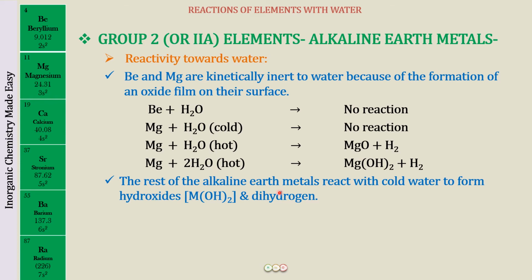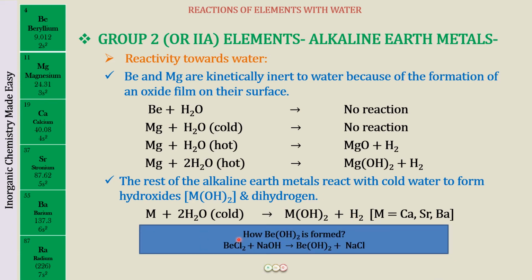The rest of the alkaline earth metals react with cold water, and when they react with cold water, obviously now you know that the product is going to be the alkaline earth metal hydroxide, and along with that hydrogen gas will be evolved. So here we have in general just written M, where M can be calcium, strontium or barium. When they react with cold water, they form the hydroxide and hydrogen gas. So I hope now this is very clear to you.